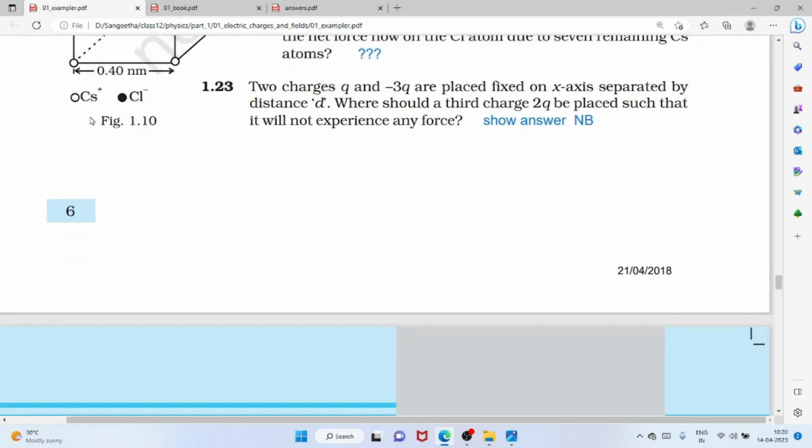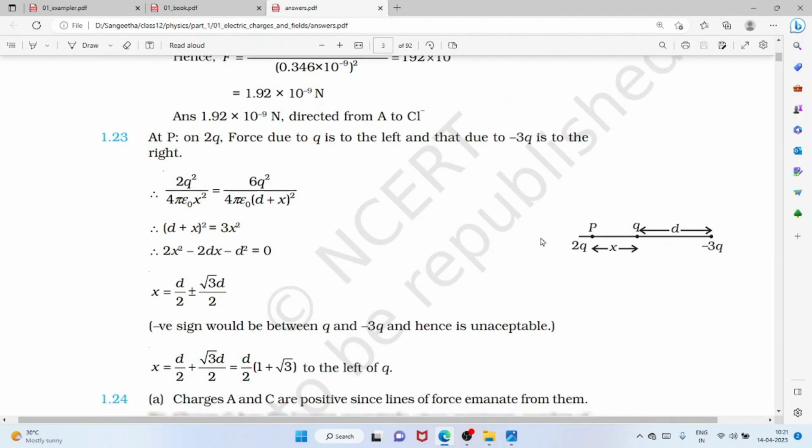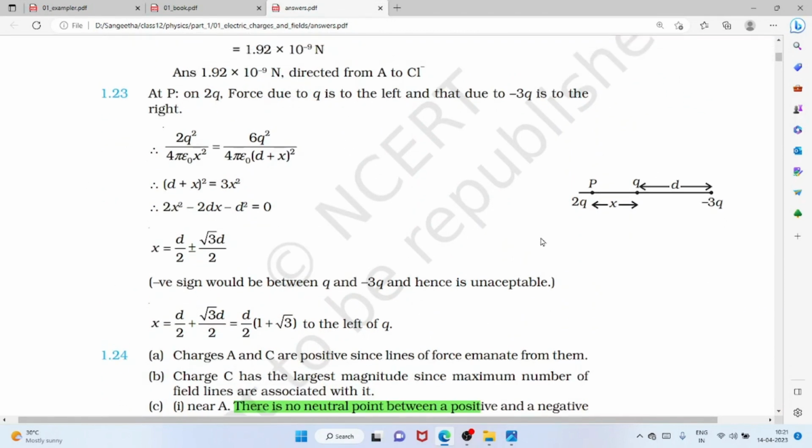Two charges of given magnitude are placed on the x-axis separated by a distance. Where should the charge q be placed such that it will not experience any force? Okay, so positive and negative charges will attract each other, positive and positive charges will repel each other, so the force between these two is repulsive, whereas these two is attractive force. We have to keep this in such a way that these forces cancel each other. Okay, they are given like this.